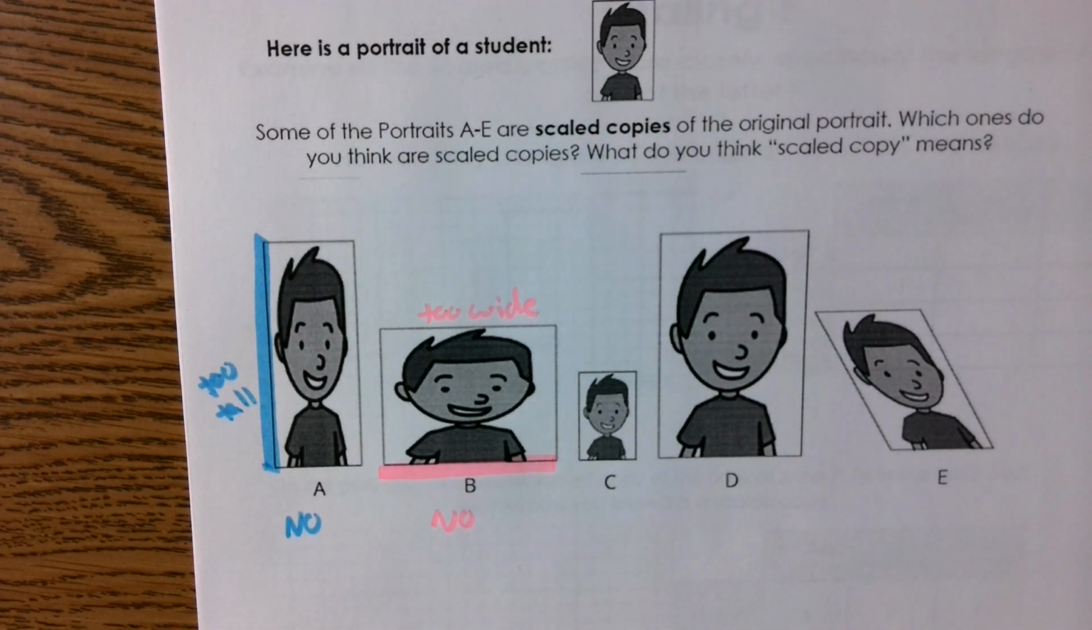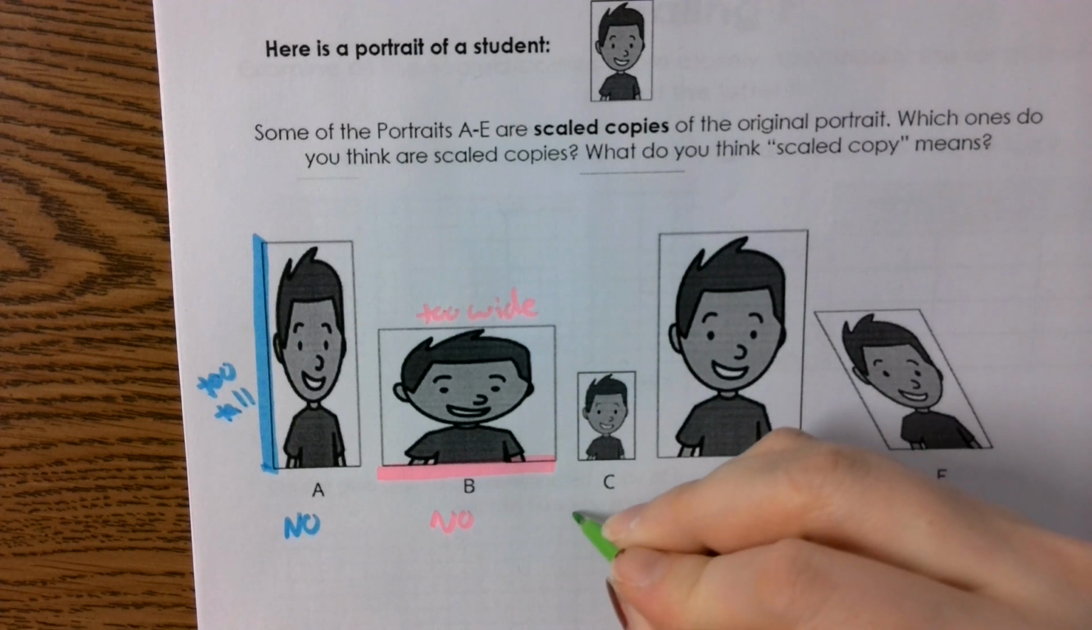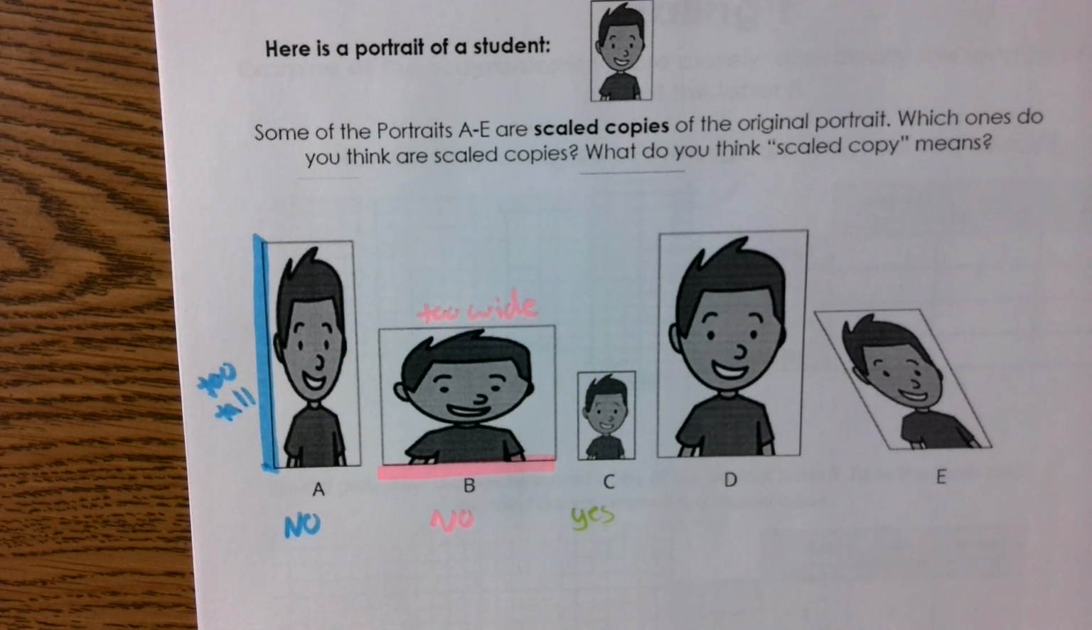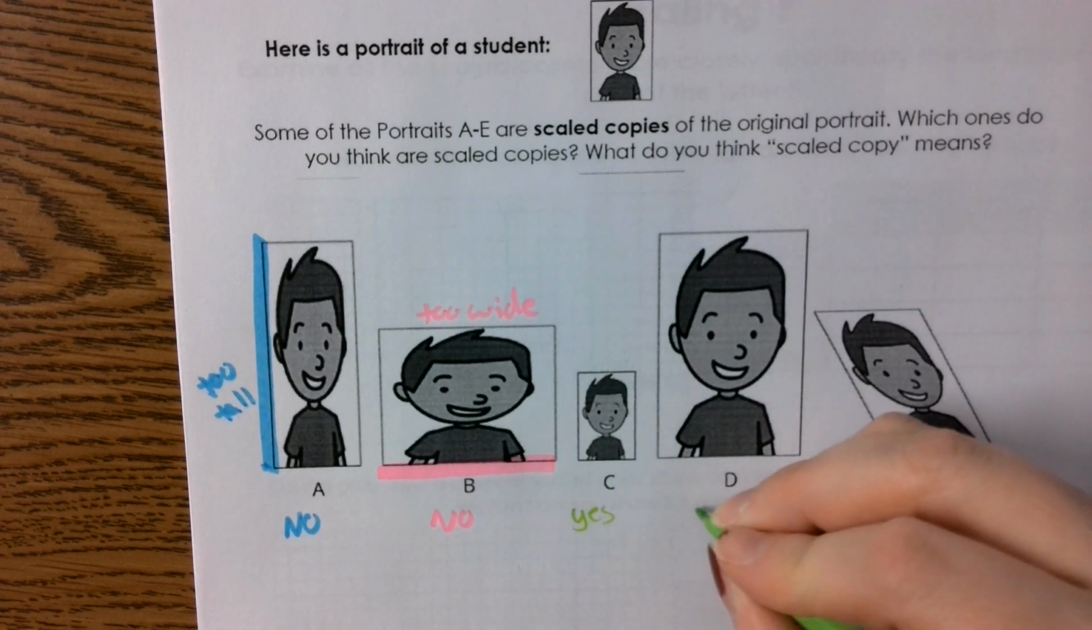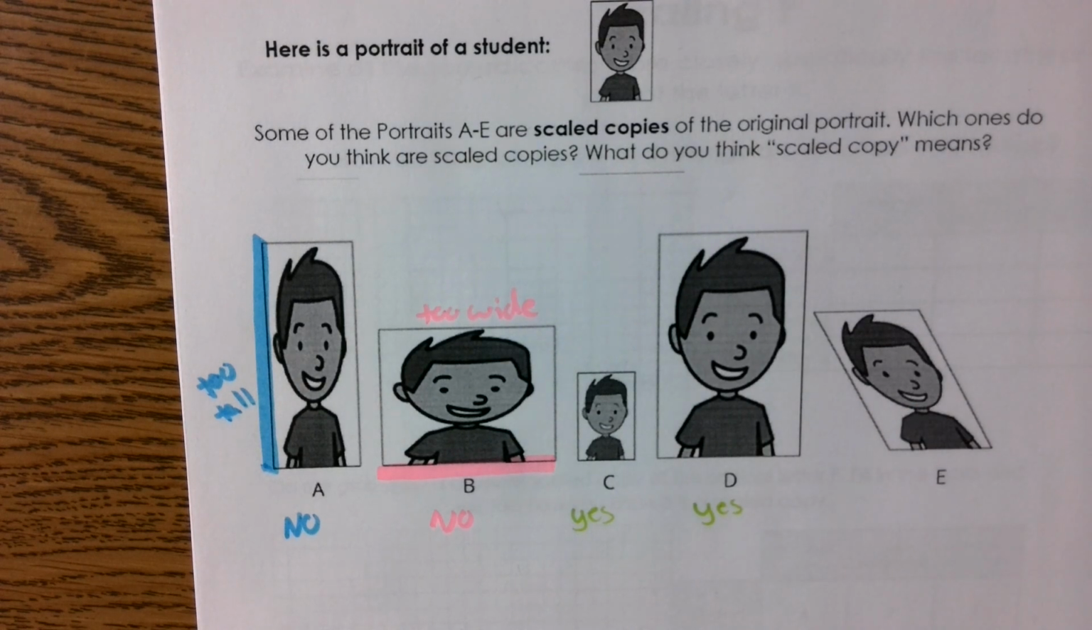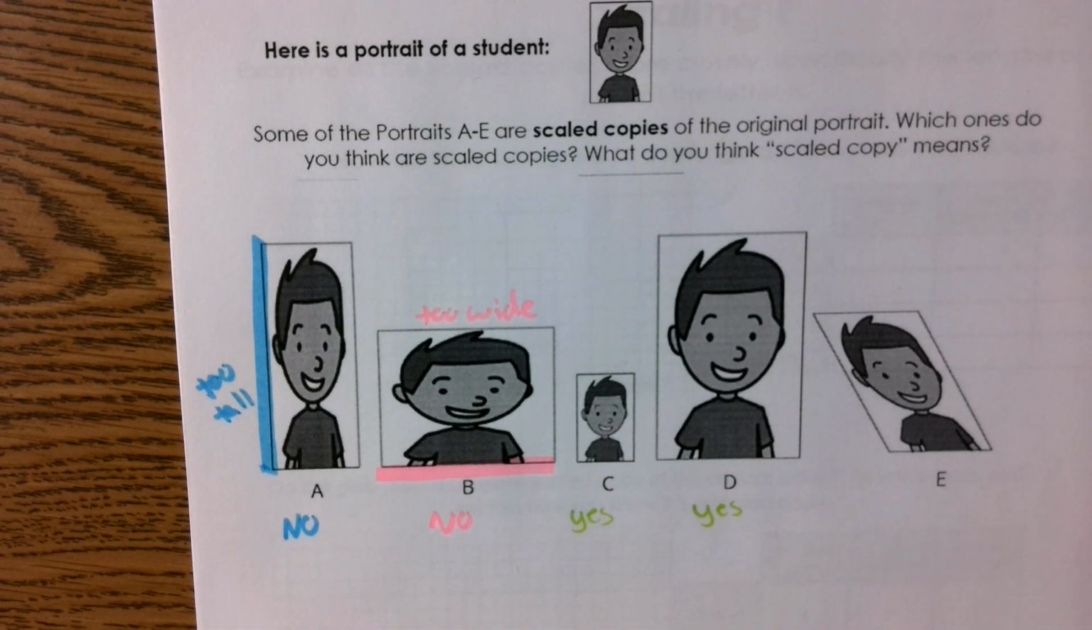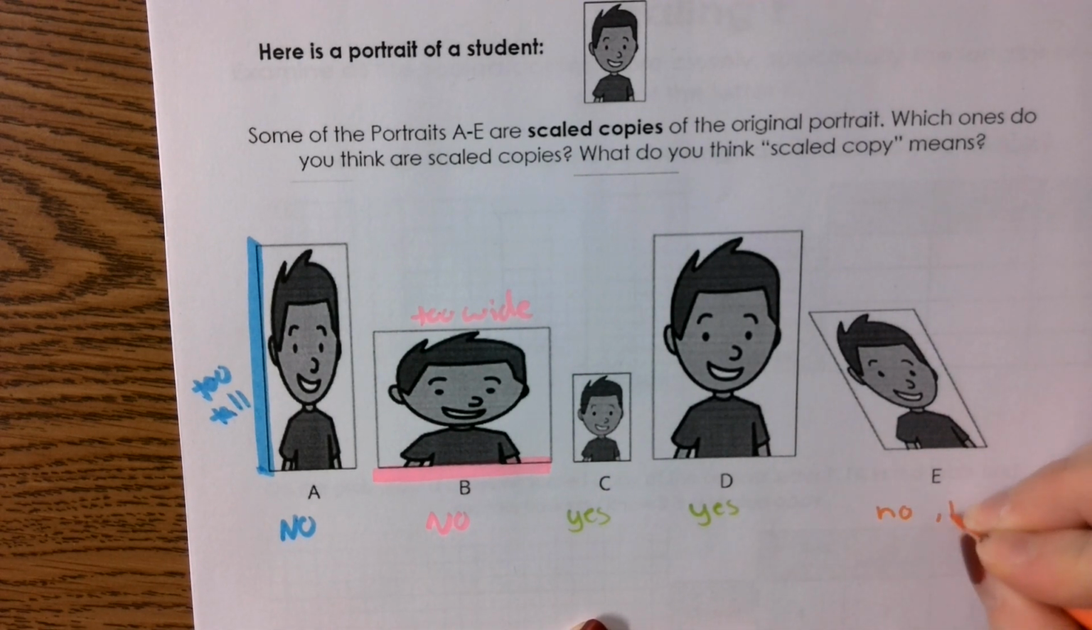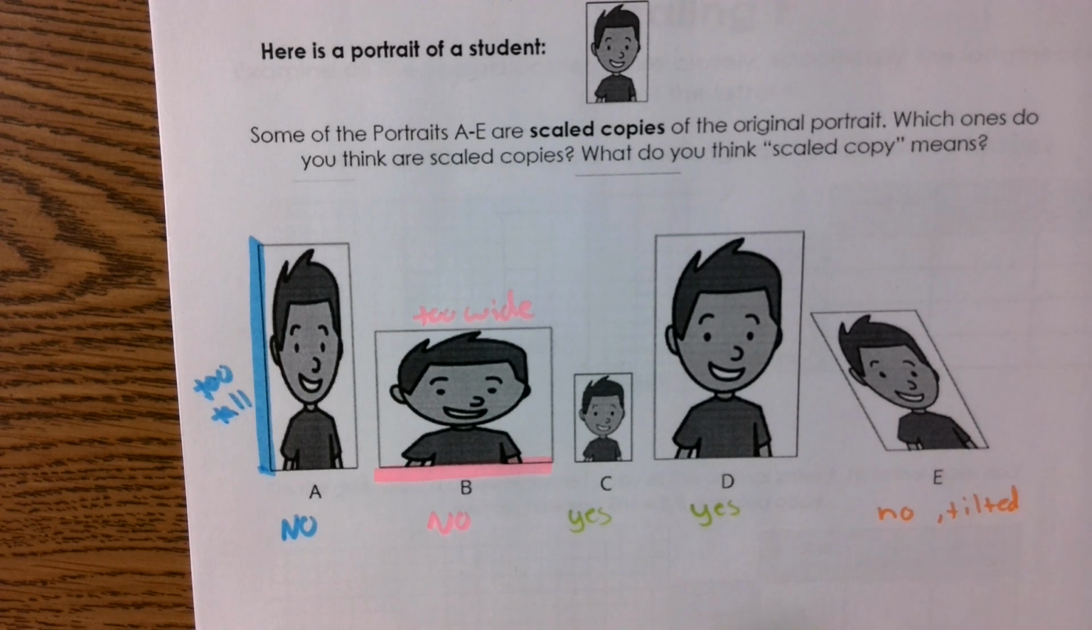What about C? Is C a scaled copy, yes or no? Yes, it's a scaled copy. What about D? Scaled copy, yes or no? Yes. And what about E? Scaled copy, yes or no? No, okay. So that's a no. Why is it not a scaled copy? What's wrong with it, Daniel? It's tilted. Right? It's slanted. It didn't keep its original shape. Its original form was an exact rectangle, whereas this one is slanted, so it's more of a parallelogram.